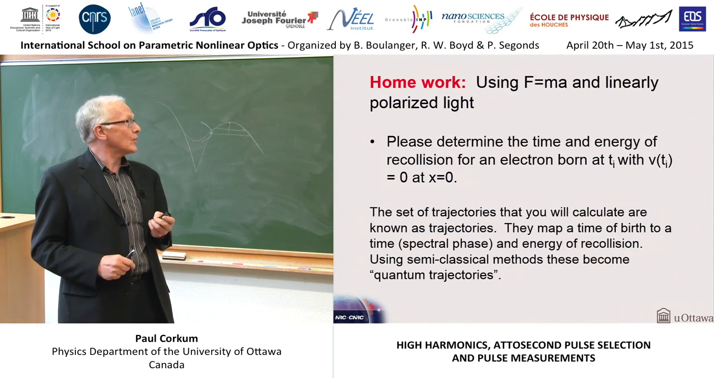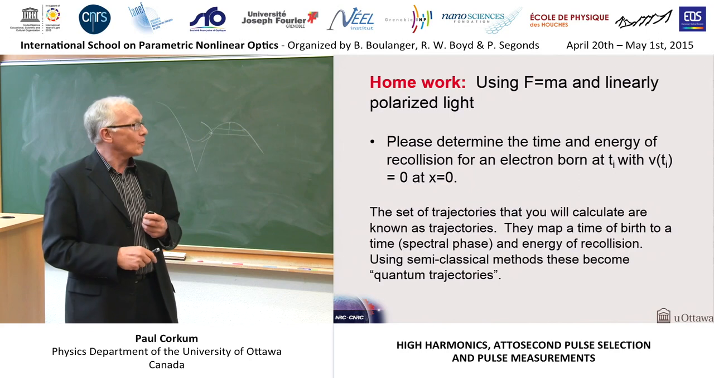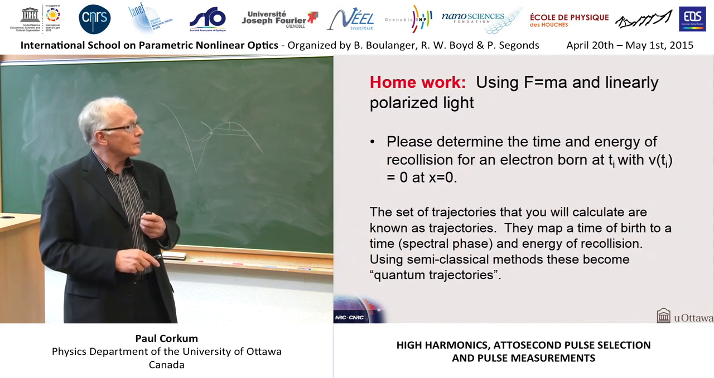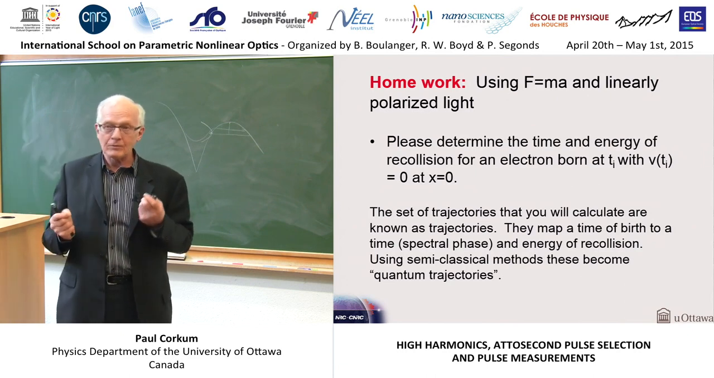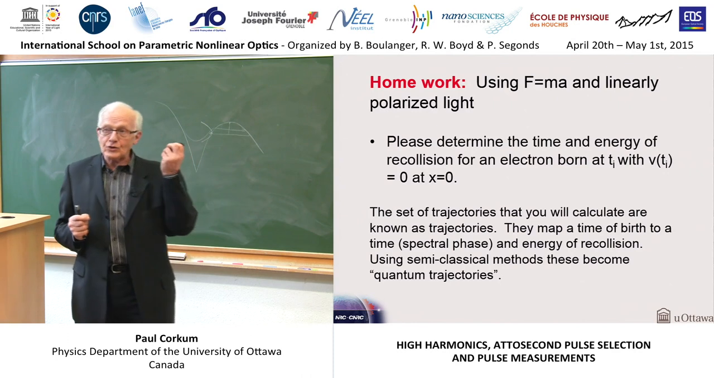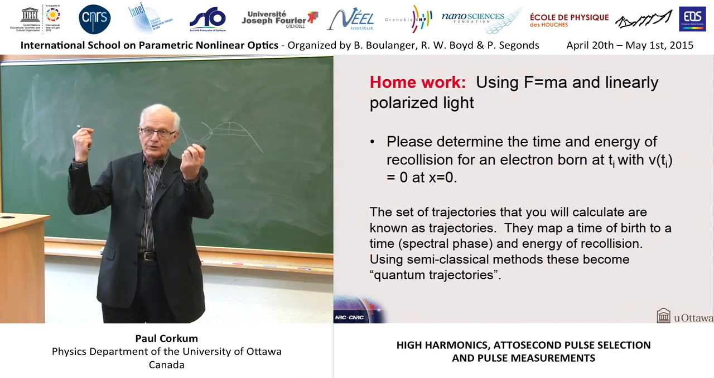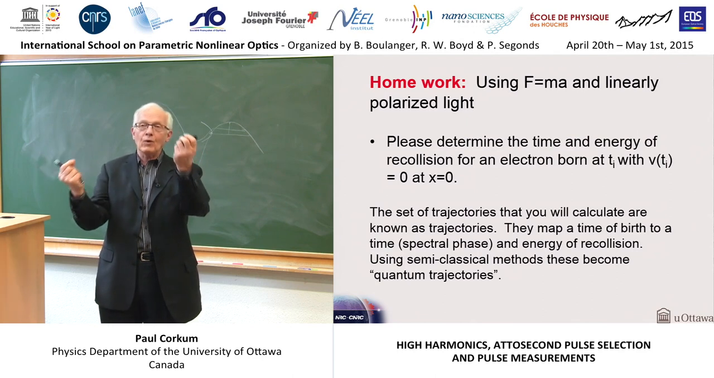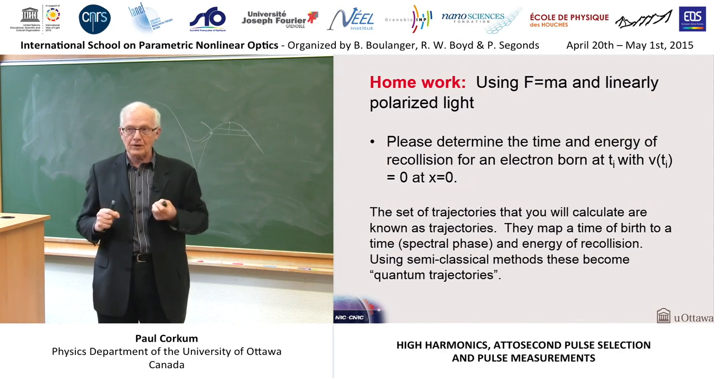Okay, so I said homework. Please, using F equals ma and linearly polarized light, determine the time and energy of recollision for an electron born at some time t1 with velocity equals zero and position equals zero. It's a bit like the circularly polarized one. This will give you a set of trajectories. It will give you a set of moments of birth related to a set of moments of recollision, one moment of birth related to one moment of recollision, and an energy of recollision.